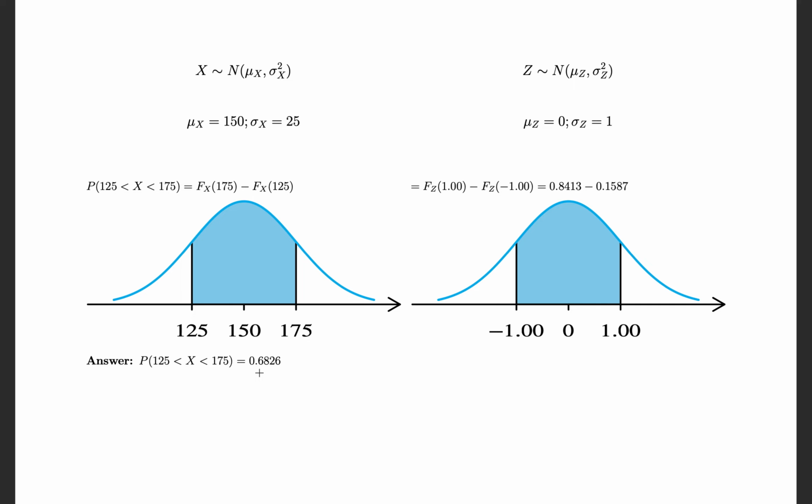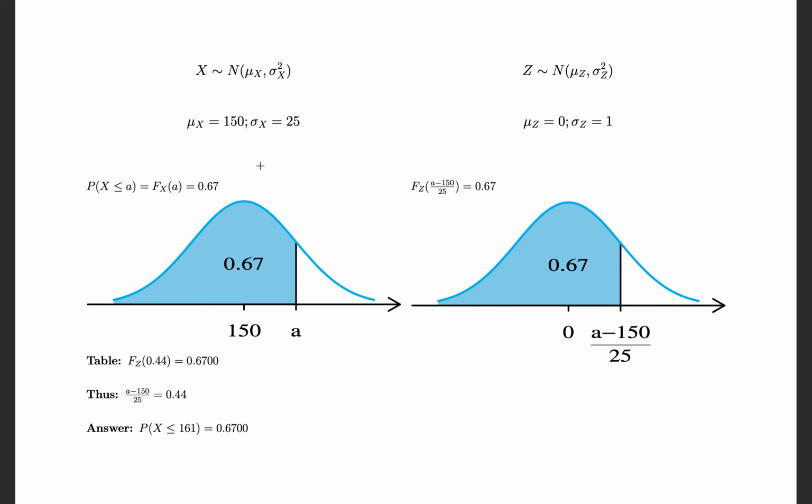Now let's look at a final example. We still have the same x variable with a mean of 150. But now we want to find the probability that x is less than or equal to a certain value. Let's call that value a. Another way of writing this is the distribution function for x for the value a, so the area under the graph until a. And we want that area, or that probability, to be 67%.